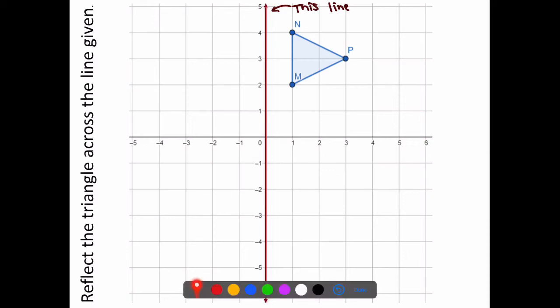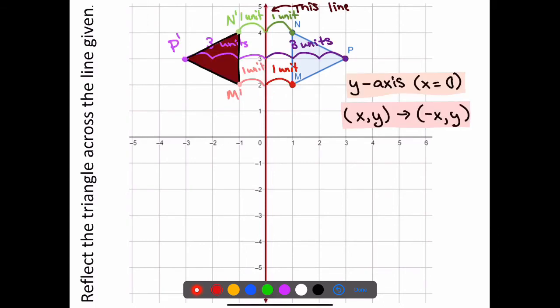All right, so mapping this out, I know that the distance from point M to the line of reflection is 1 unit. So therefore, from the line of reflection to point M prime should also be 1 unit. So I can do that with each point here if I'd like. It definitely will work, especially since this line is a vertical line, so I can just count over to it. See, that's 3 away, so P prime must be 3 away. And then N is 1 away, so N prime must also be 1 away. And we get our figure here. We get M prime, N prime, P prime.